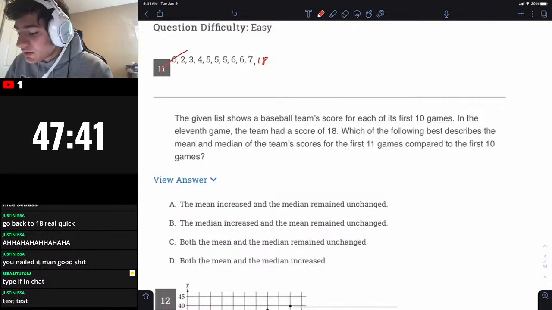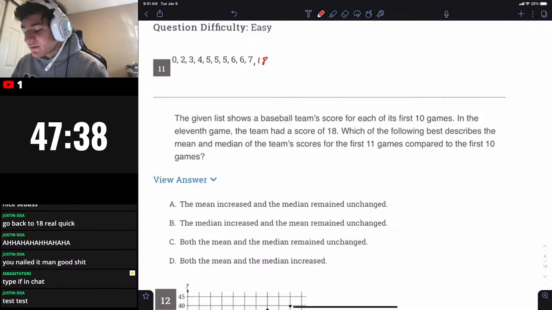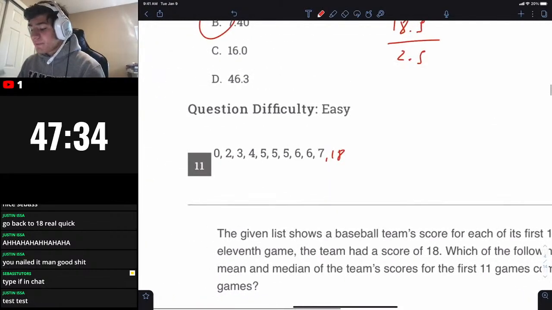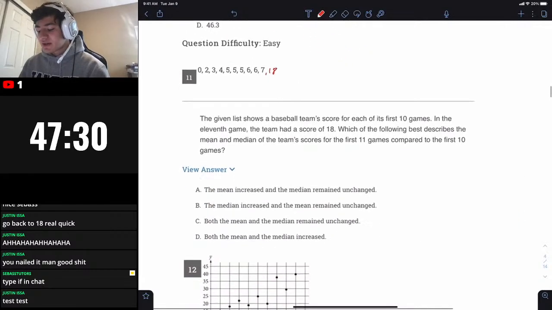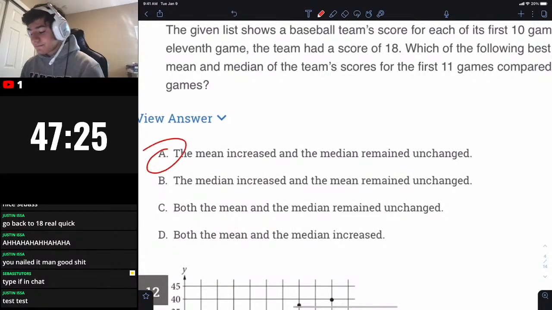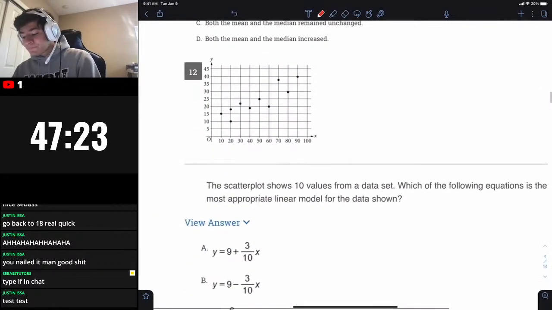Because if I go like 1, 2, it's going to be 5. Right, 5's just in the middle no matter what. But the mean will increase because if you're adding a big number to a data set, the average, which is the mean, is going to increase. So the mean increased and the median remained unchanged. I like that. That is good to me.